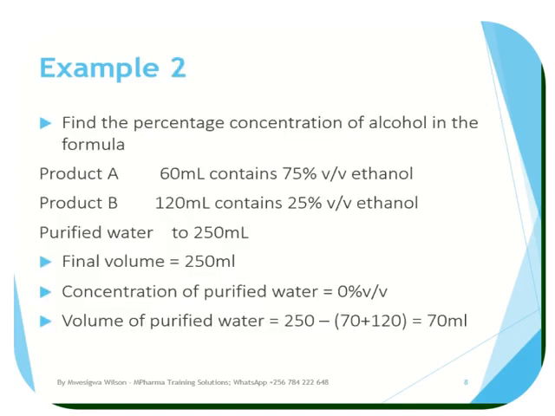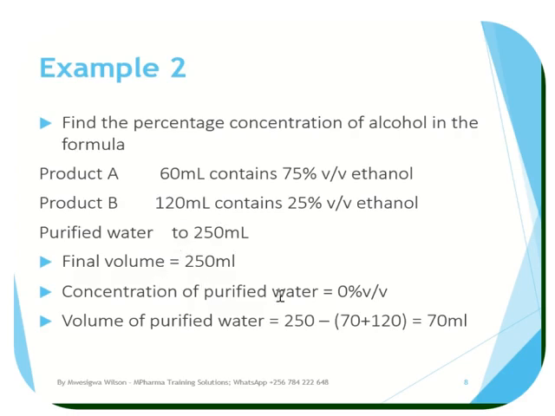Now, I have an example 2 here. Find the percent concentration of the ethanol in the formula. Our product A, 60 volume, which contains 70% ethanol. Product B, then this. Then also I have purified water to 250 mils. Now, the final volume, it is, if this one is having the word 2. This is how I'll attempt this one.